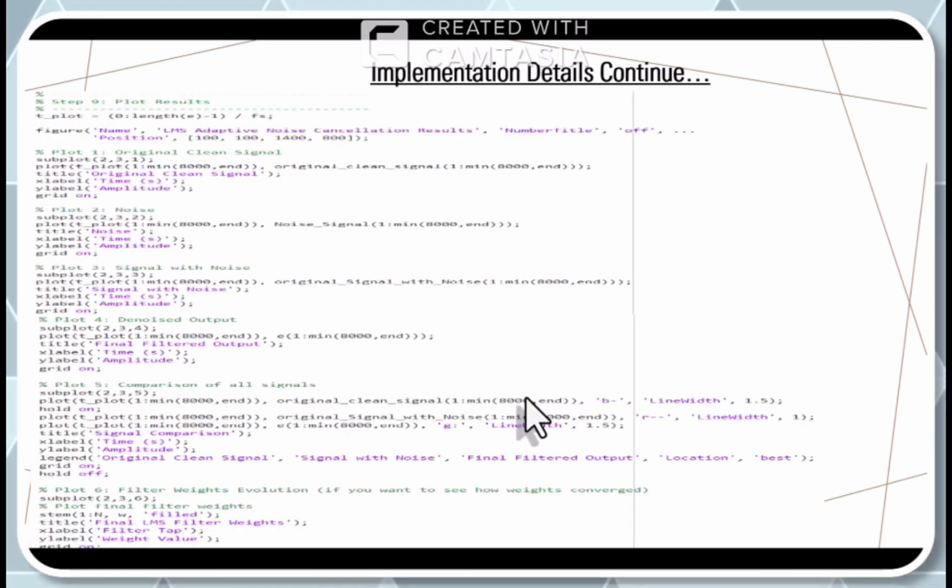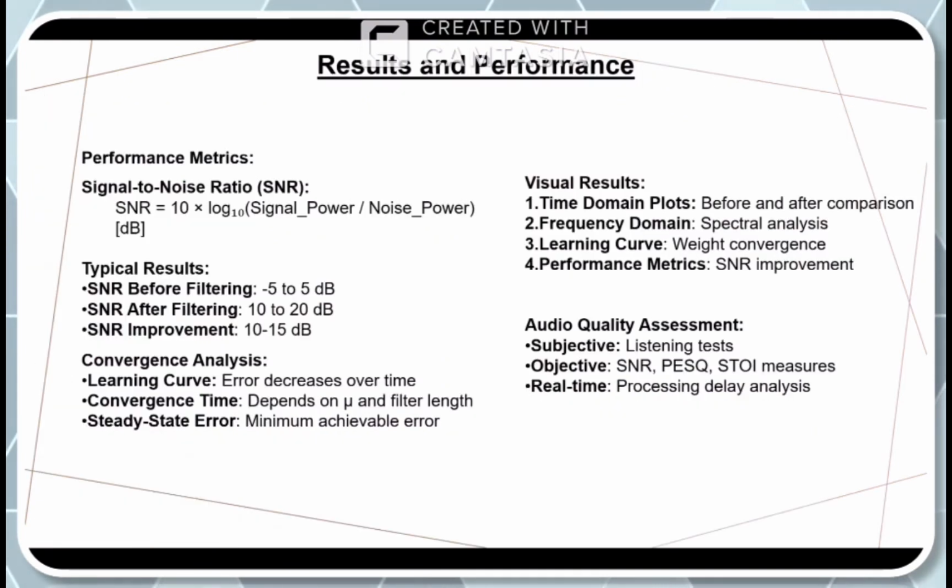This is the plotting part, and the results and the performance. Signal to noise ratio, SNR, here is the calculation, and the typical result: SNR before is -5 to +5 dB, and after the filter it can be 10 to 20 dB, and SNR improvement is 10 to 15 dB. Now convergence analysis: learning curve, convergence time, and steady state error. Here are the visual results: time domain plots, frequency domain, learning curve, performance metrics, and the audio.